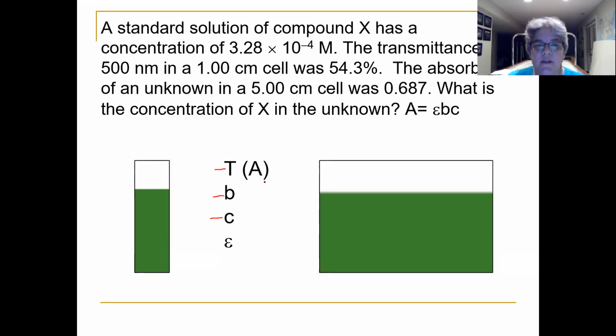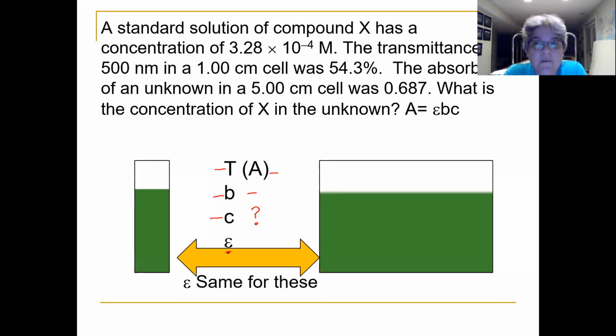Now, this solution over here, they tell us the absorbance, they tell us the path length, and they want to know what is the concentration. Now, how can we do this? Well, both of these are the same compound. So remember the molar absorptivity. I said it's a constant for a given compound at a given wavelength. So here we have compound X at 500 nanometers. So that molar absorptivity is the same for these two solutions. That is what links these two things together.